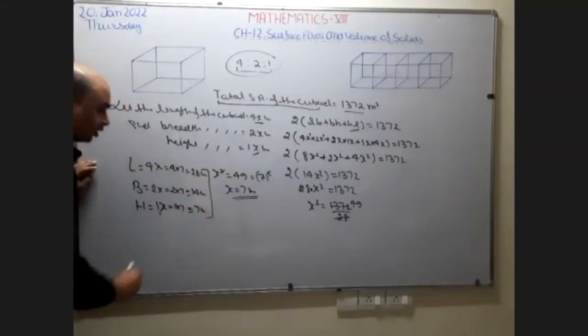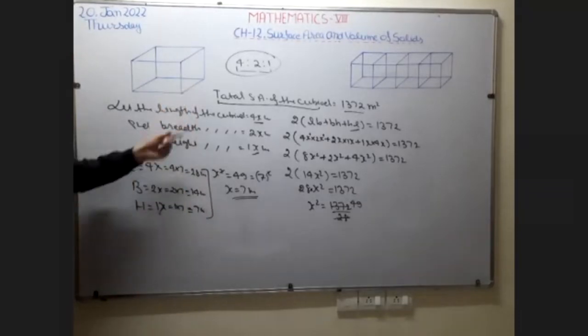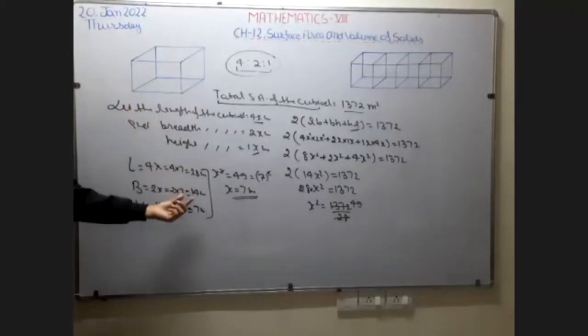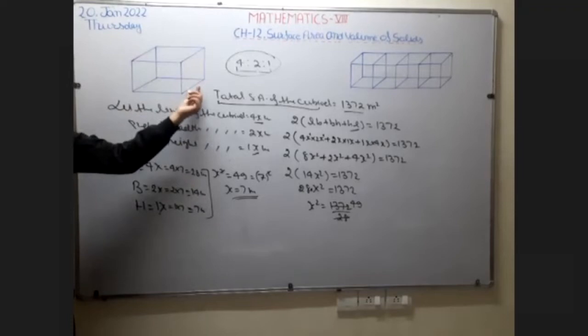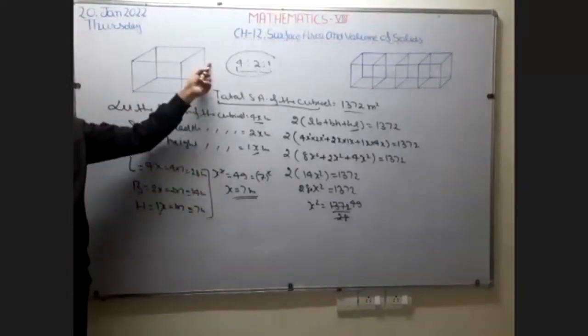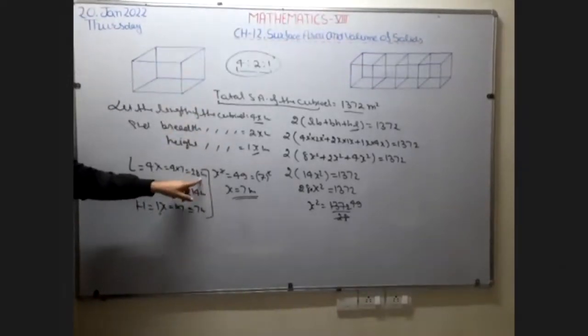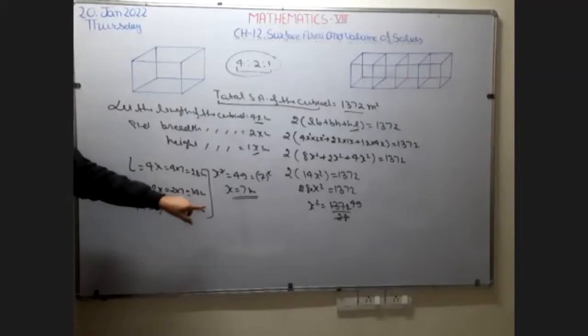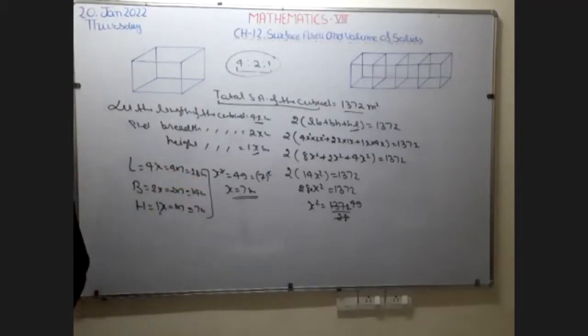So this is your answer. This is the dimension of the cuboid. The length of the cuboid becomes 28, the breadth becomes 14, and the height becomes 7. So the length, breadth, and height of the cuboid are 28 meter, 14 meter, and 7 meter. I hope it is clear now.